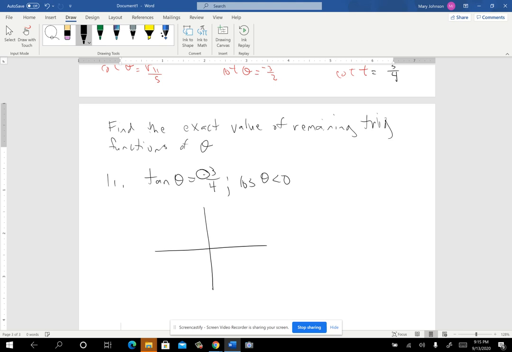So we need a quadrant where tangent is negative, cosine is also negative. For cosine to be negative, we need to be to the left. That's quadrants 2 and 3. For tangent to be negative, we need the x and the y coordinates to be different. So basically what I think of is just this. Okay, so for this one, I need to be in quadrants 2 or 4. Since both have to be true, I'd have to be in quadrant 2.